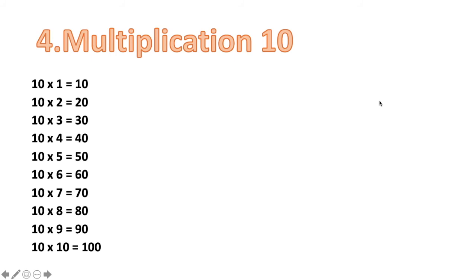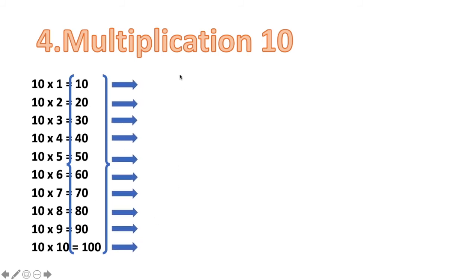Last but not least, multiplication number 10. So let's recite this. 10 times 1 equals 10. 10 times 2 equals 20. 10 times 3 equals 30. 10 times 4 equals 40. 10 times 5 equals 50. 10 times 6 equals 60. 10 times 7 equals 70. 10 times 8 equals 80. 10 times 9 equals 90. 10 times 10 equals 100.